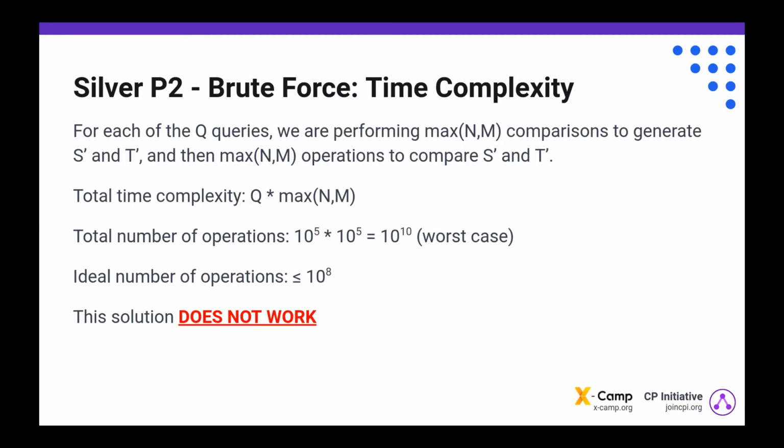So the total number of operations in the worst case: Q is at most 10 to the 5, and N and M are both at most 10 to the 5. 10 to the 5 times 10 to the 5 equals 10 to the 10 in the worst case. And in order for our solution to work, ideally we should have at most 10 to the 8 operations. So basically, this brute force will not work.